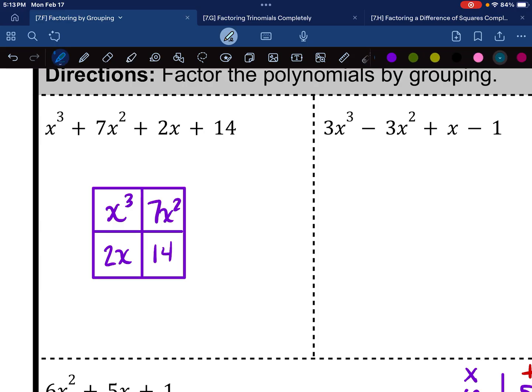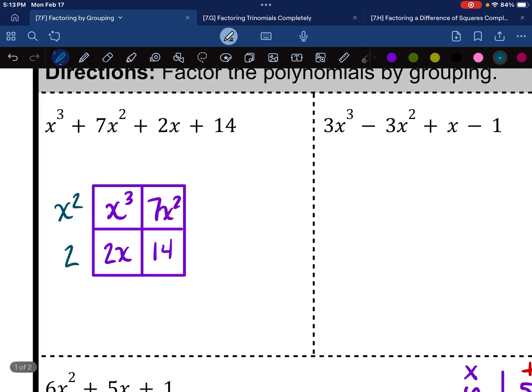So now looking for what I can take out of the box. If I start here, I see that I have an x squared that could come out of both those terms. My GCF here, if I have a 2 and a 14, the largest number I could take out is a 2. And now I'm going to do it with the columns. So here, the biggest thing I could divide out is an x. And in my right-hand column, the biggest expression I could divide out is a 7. All right, so I've found the GCFs of all the columns of the box.